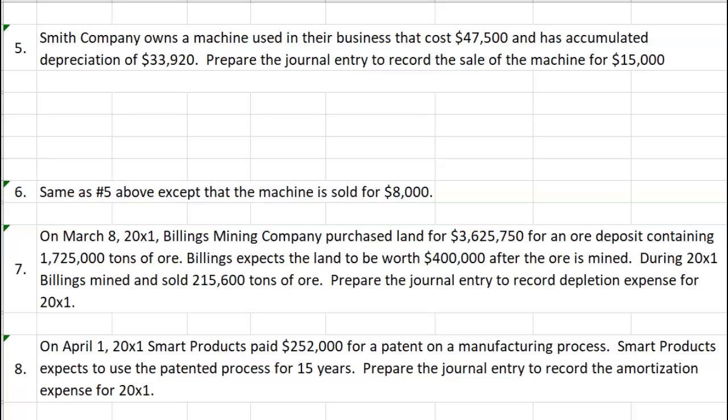Smith's Company owns a machine used in their business that had an original cost of $47,500 and has accumulated depreciation of $33,920. Prepare the journal entry to record the sale of the machine for $15,000.